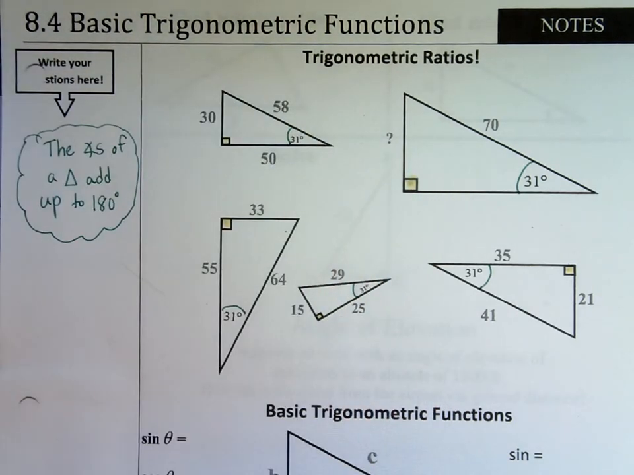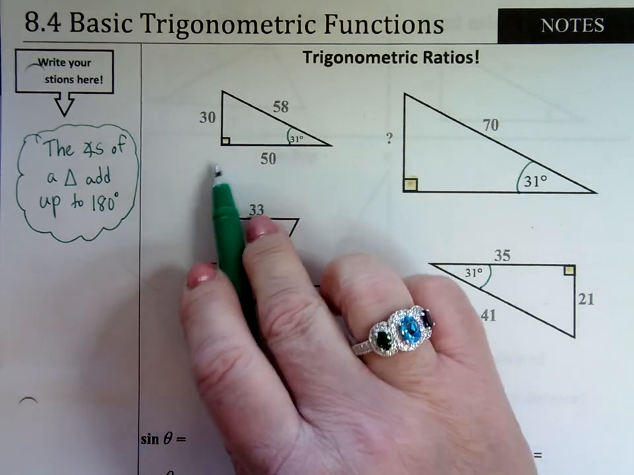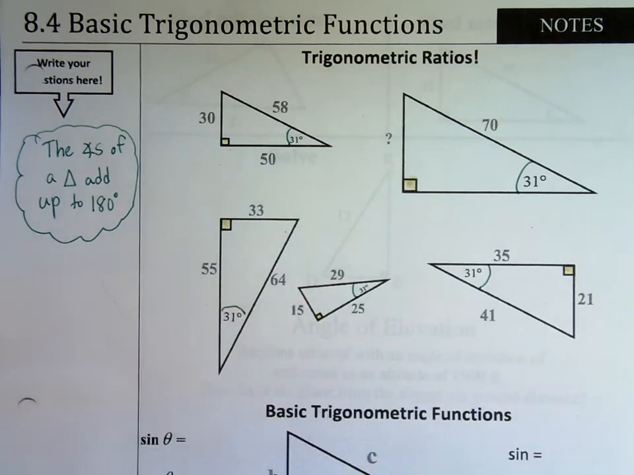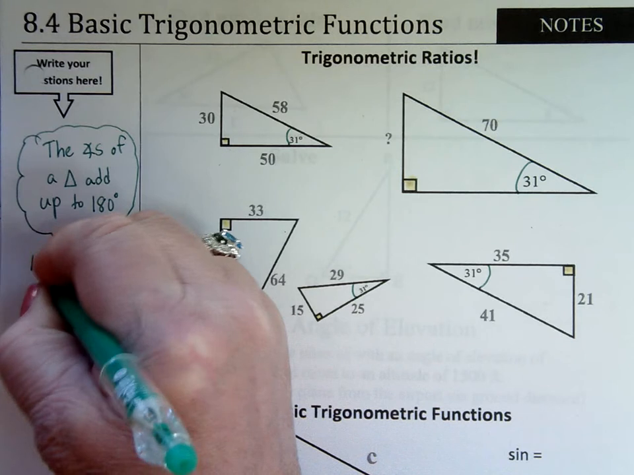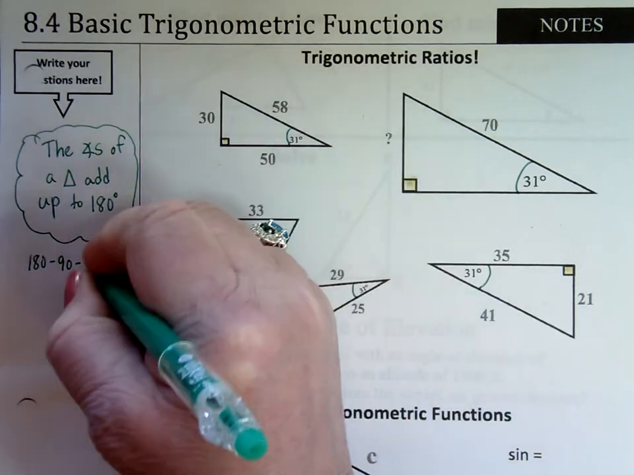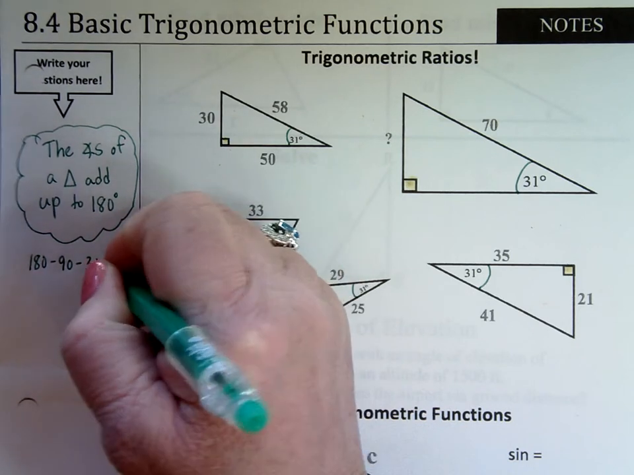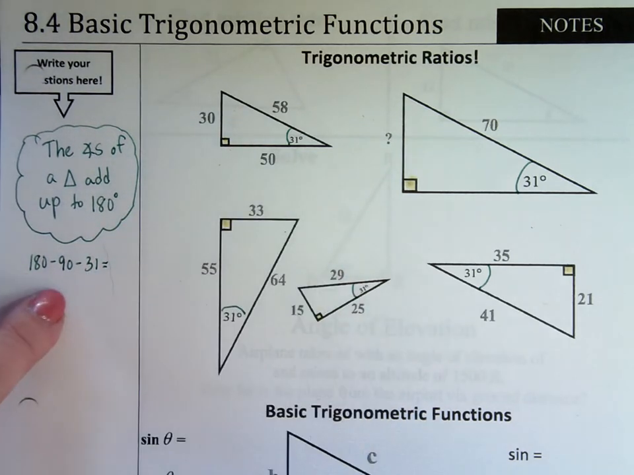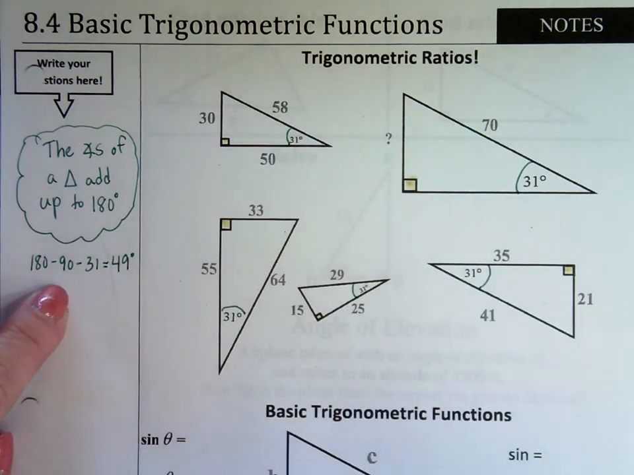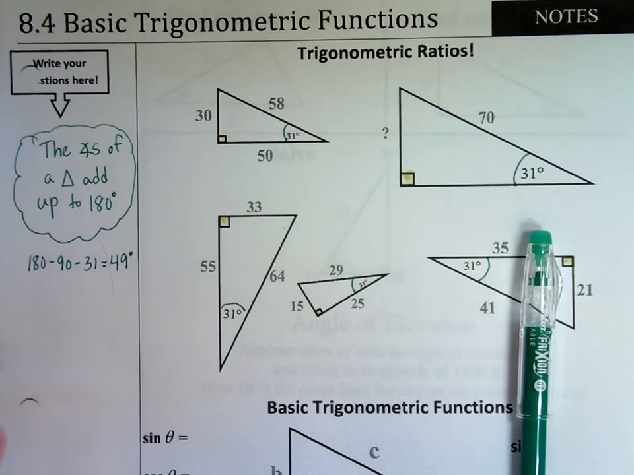If I've used up 31 degrees and 90 degrees, how much is left for the last angle? So you think about that a little bit. And your 180 in your little brains, 180 minus 90 minus 31. So I've got 180 minus 90 is 90. 90 minus 31 is 49. Or is it 59? Oh, jeez.